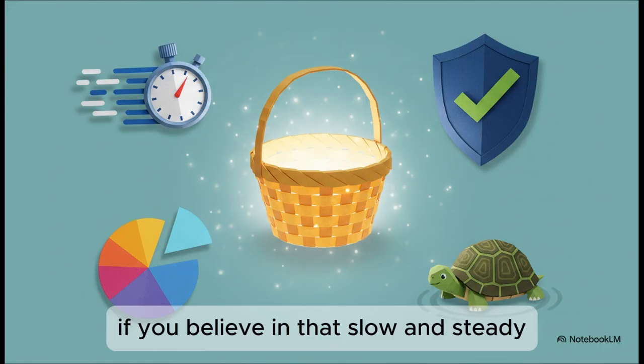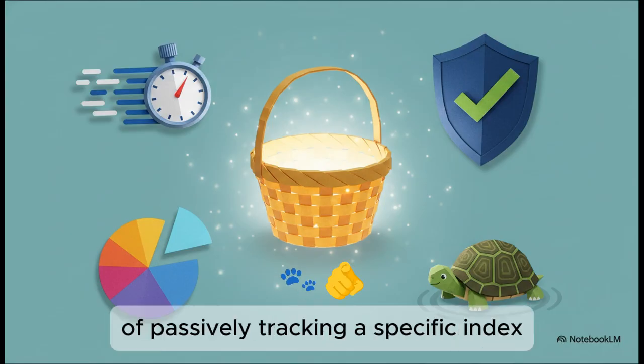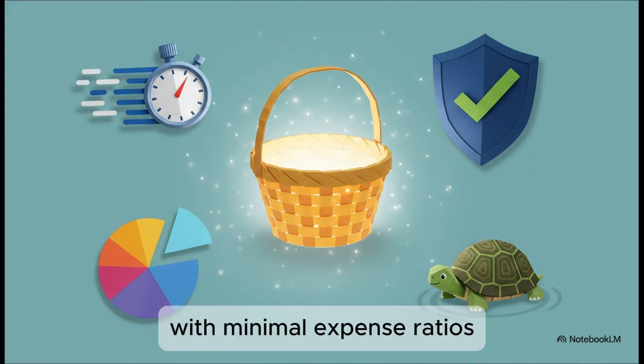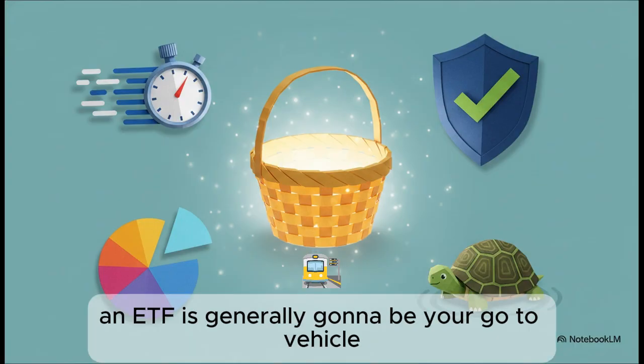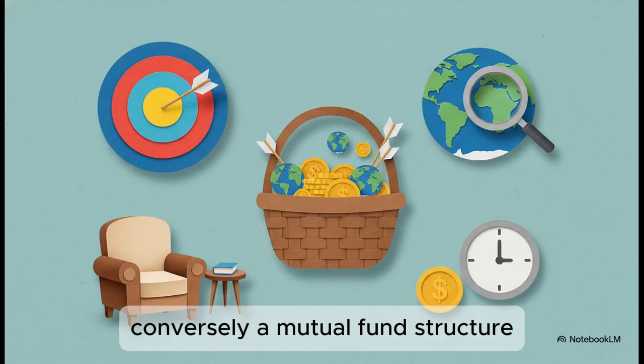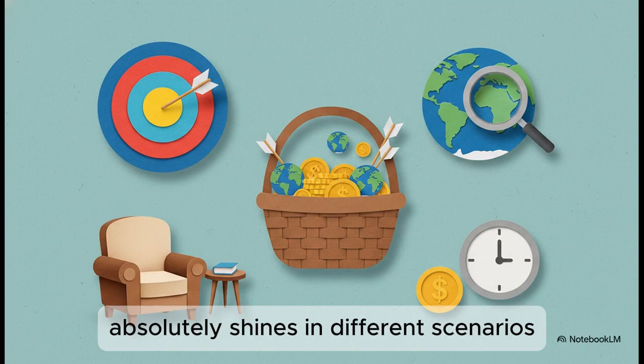Finally, if you believe in that slow and steady tortoise approach of passively tracking a specific index with minimal expense ratios, an ETF is generally going to be your go-to vehicle. Conversely, a mutual fund structure absolutely shines in different scenarios.